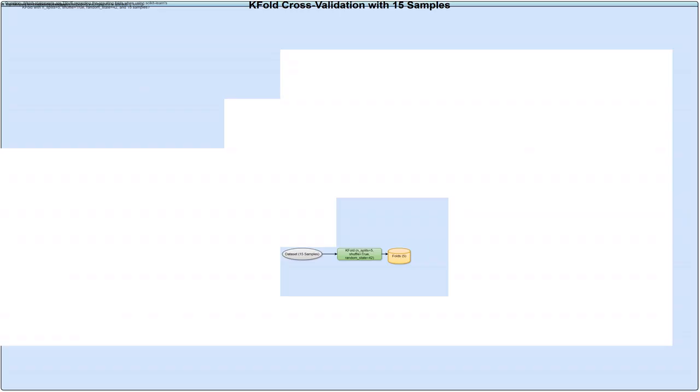I am asking you to determine which statements are true about how scikit-learn's KFold cross-validation splits a dataset with 15 samples into 5 folds. We'll consider the impact of shuffling the data and using a specific random seed.